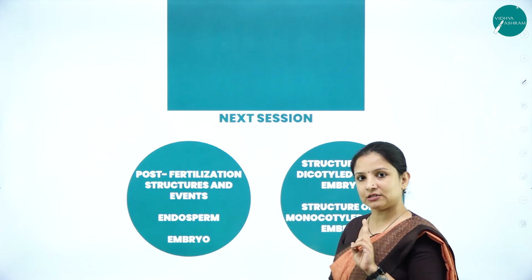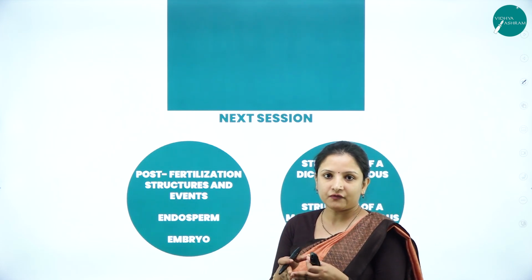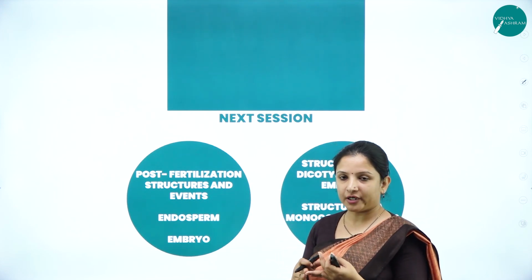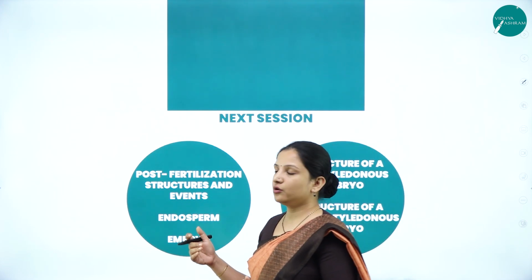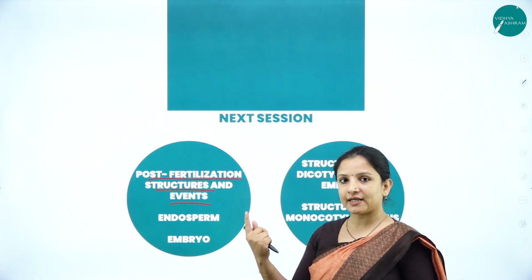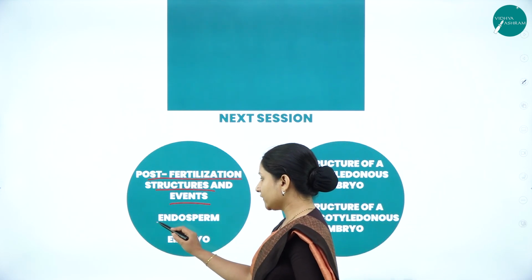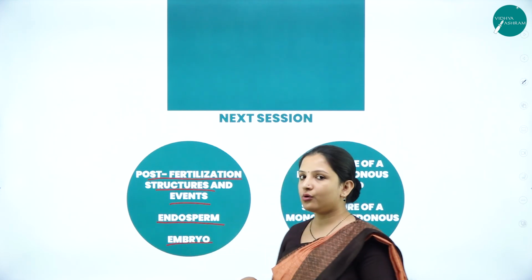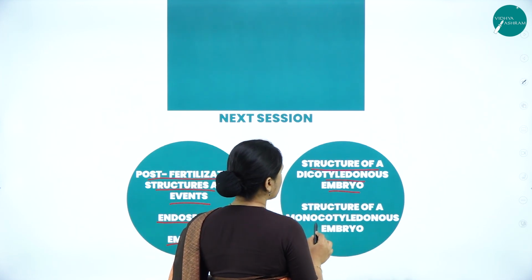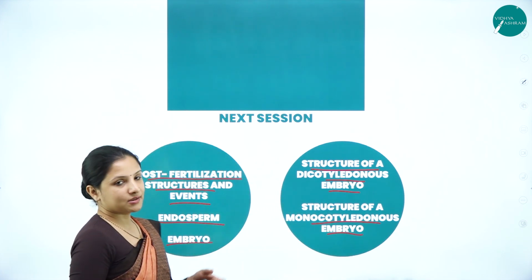2 times fertilization occurred. Now, after that, some structures will get formed after fertilization. Like the seeds have to develop, the fruit has to get formed and all that. How it happens we will look into. That is, we'll learn about the post-fertilization structures and events. Post-fertilization means what all will happen after fertilization. In that, again we'll learn about the endosperm and the embryo in the seed, the structure of the dicotyledonous embryo and also the monocotyledonous embryo. We'll learn about this in the coming session.